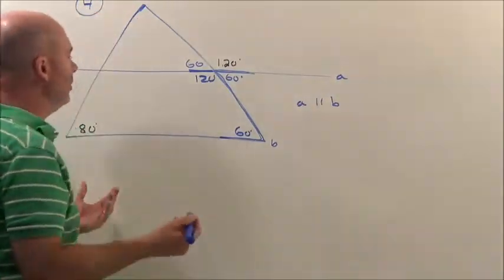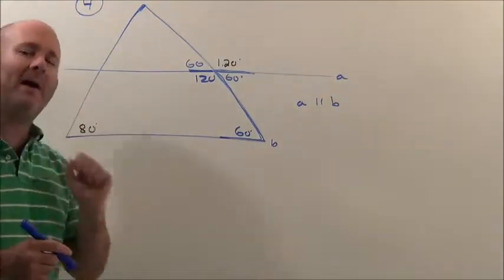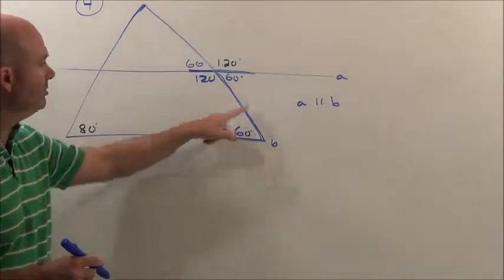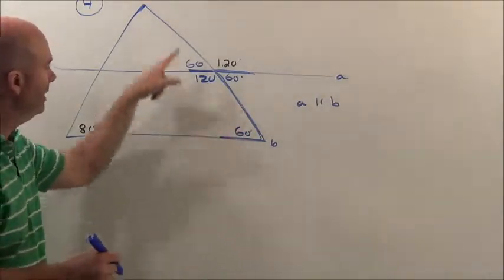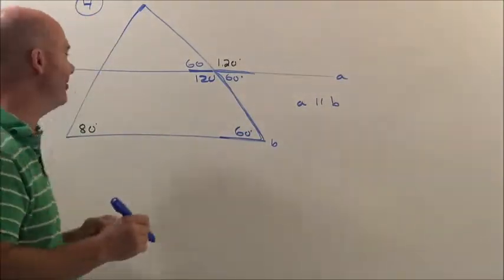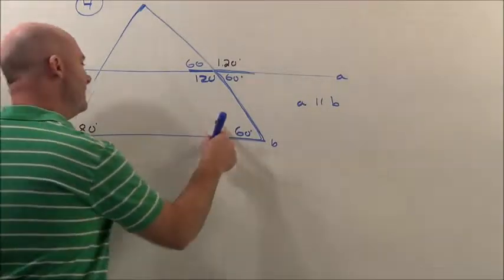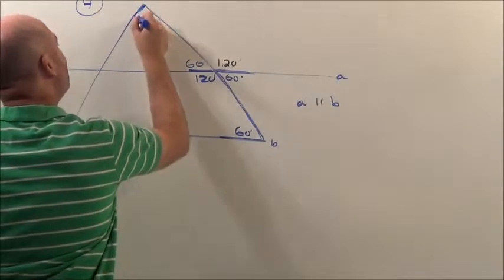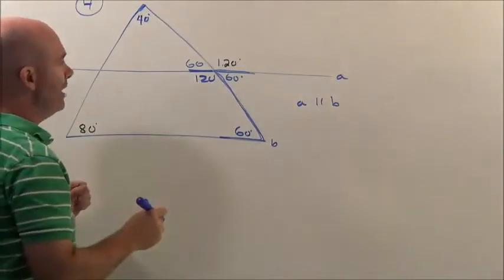So what do I do? Well, I open my eyes to a shape. What do you see right here? You see a big triangle. And triangles always add up to 180 degrees. So if this is 80 and that's 60, that adds up to 140. So what's got to be left? 140 plus 40 makes the 180.